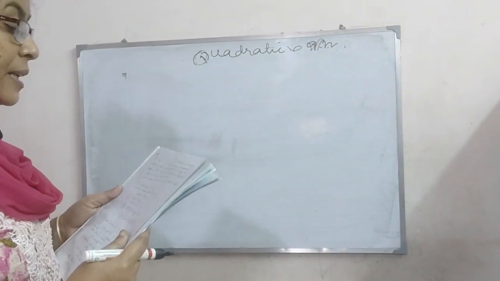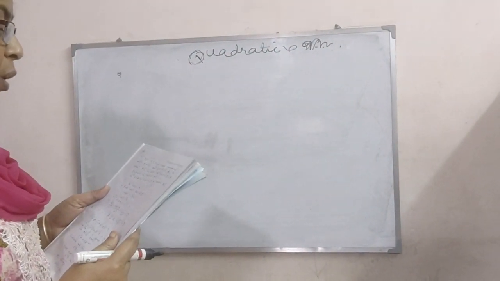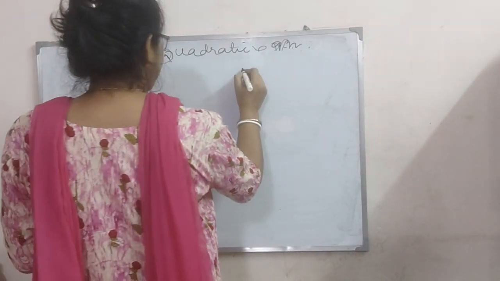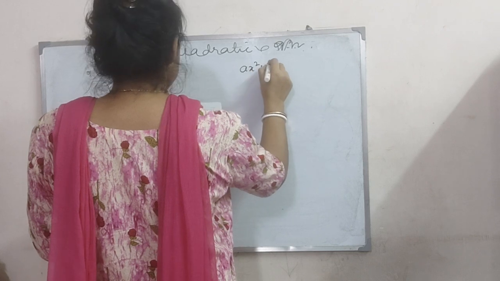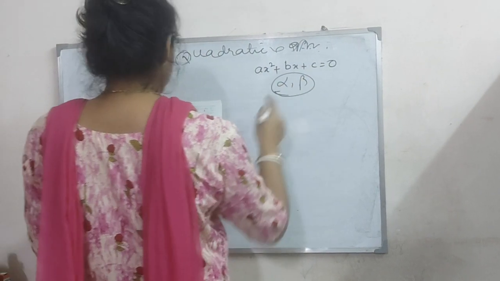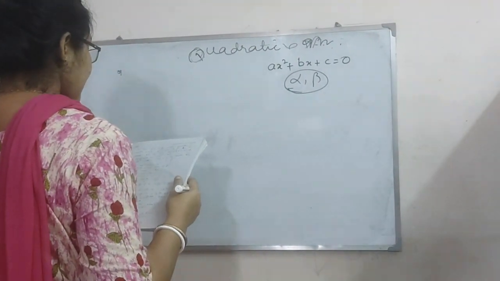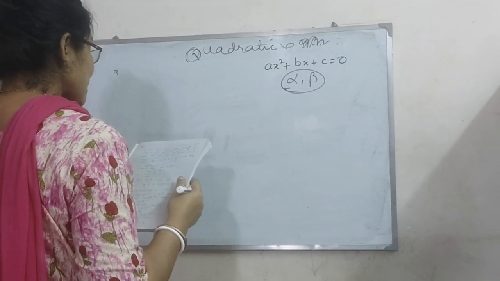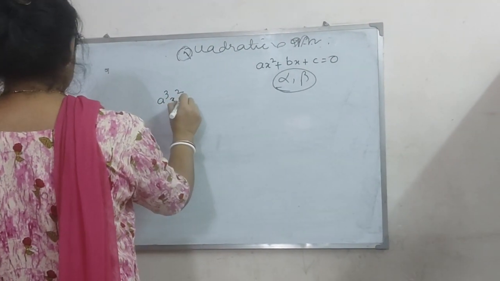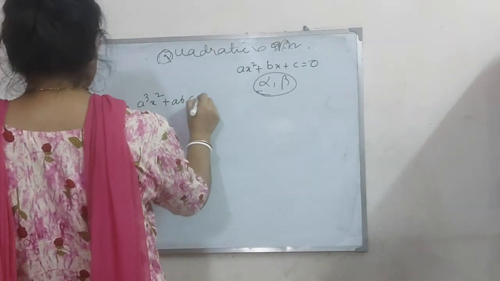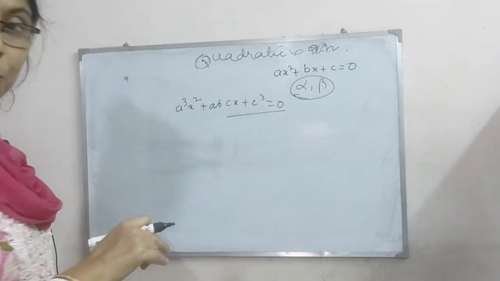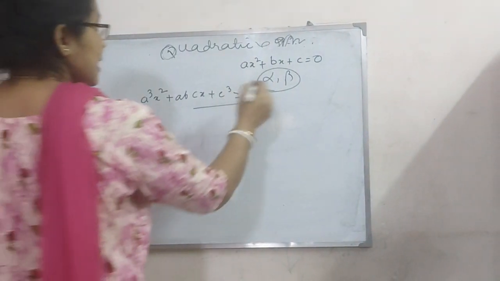Let a, b, c be real numbers, a not equal to 0, and alpha and beta be the roots of the equation ax square plus bx plus c equal to 0. Express the roots of the equation a cube x square plus abc x plus c cube equal to 0 in terms of alpha and beta.